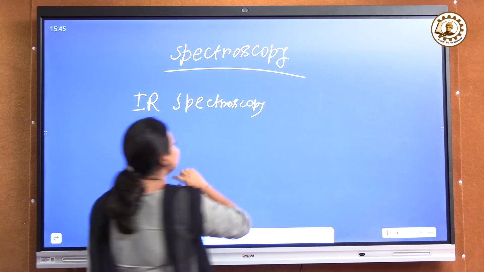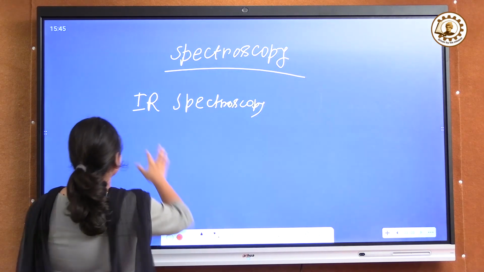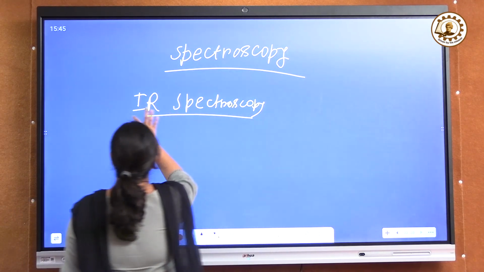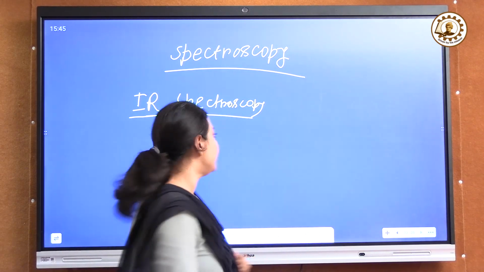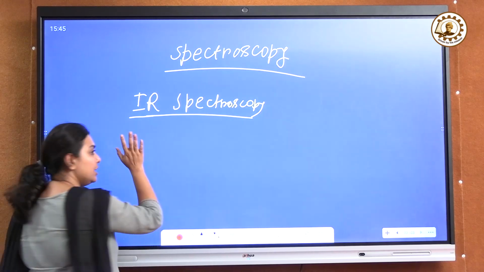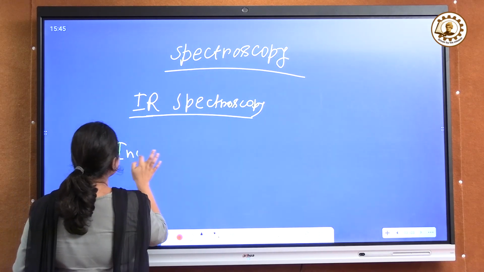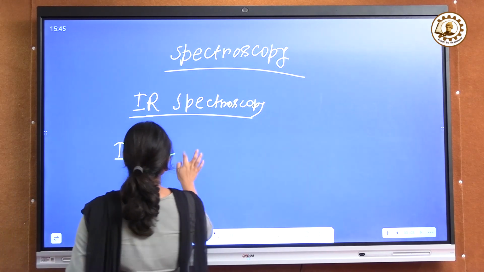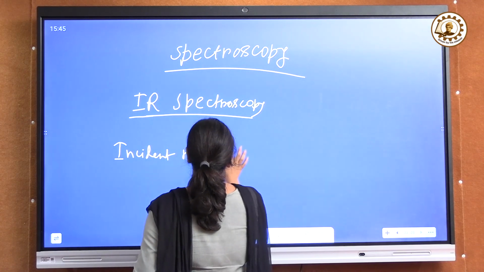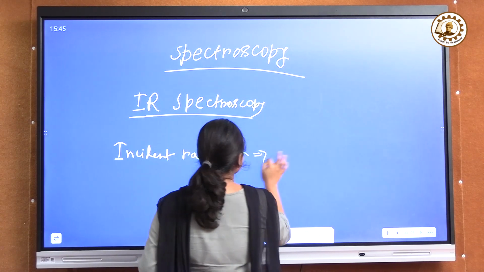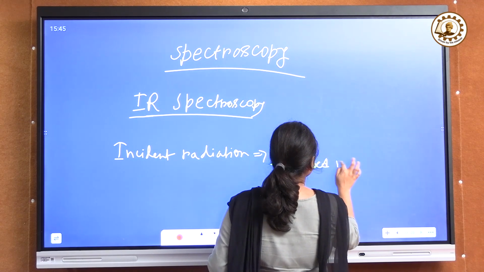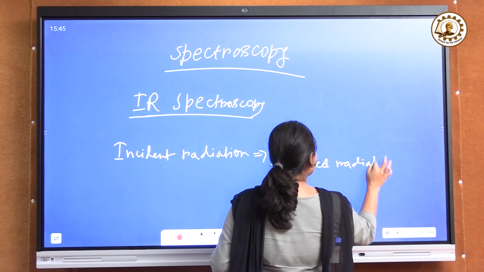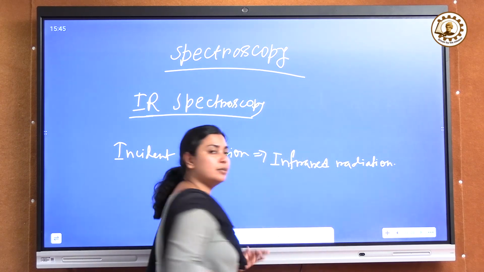IR spectroscopy means infrared spectroscopy. So in IR spectroscopy, what happens? The incident radiation is microwave radiation. Sorry, infrared radiation. Incident radiation is infrared radiation. Okay. This is infrared radiation. Now what happens? Infrared radiation is basically thermal energy.